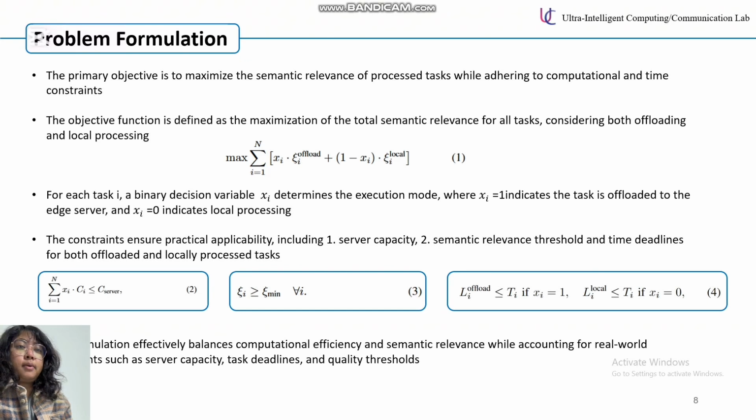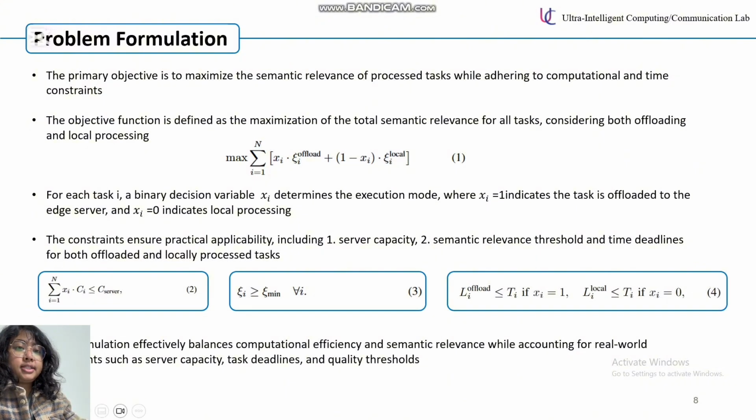In the problem formulation section, the primary objective is to maximize the semantic relevance of processed tasks while adhering to computational and time constraints. The objective function is defined as the maximization of the total semantic relevance for all tasks, considering both offloaded and local processing, as we can see in Equation 1.